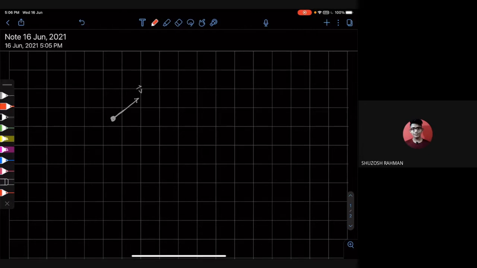Now suppose that one of you, say Shujosh, is measuring this system, and this is Shujosh's reference frame. Let's call this S. So in this reference frame, say V has a particular value, say 0.5 i plus 0.6 or 0.4 j.